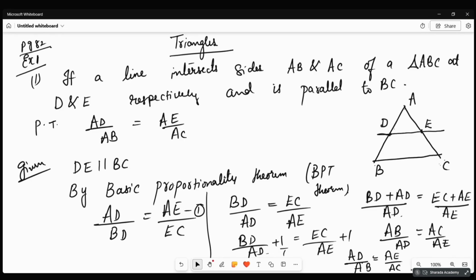Once more I will explain, listen here. Now DE is parallel to BC. So in the triangle, if DE is parallel to BC, by basic proportionality theorem, AD by BD will be equal to AE by EC.